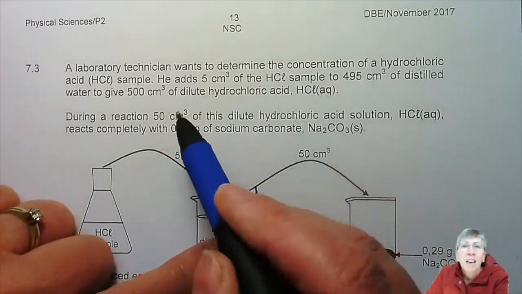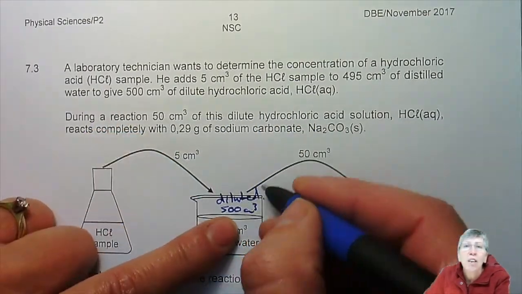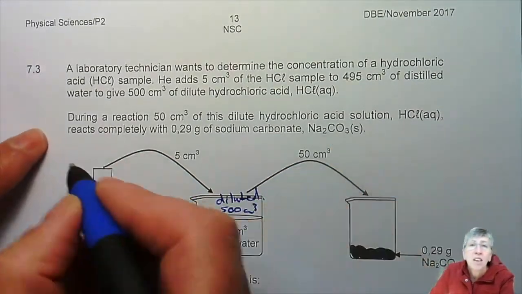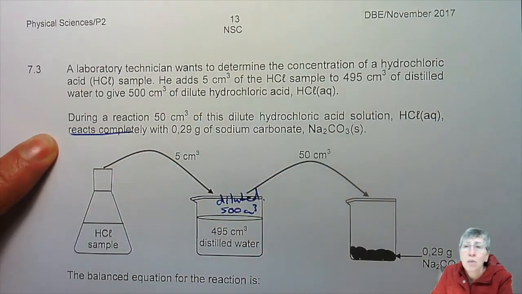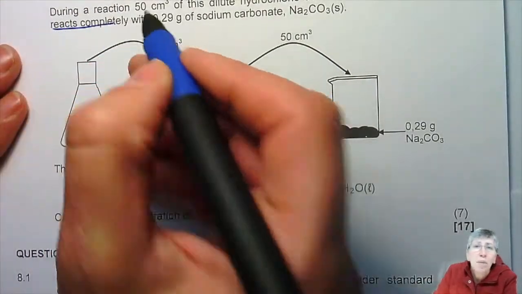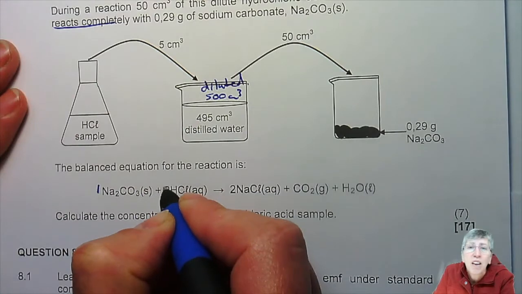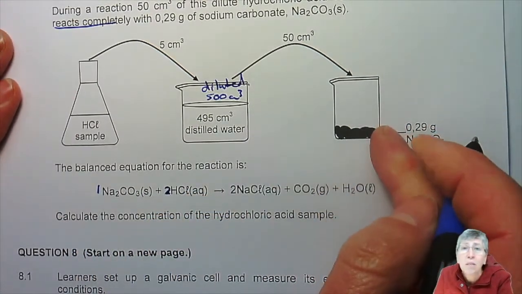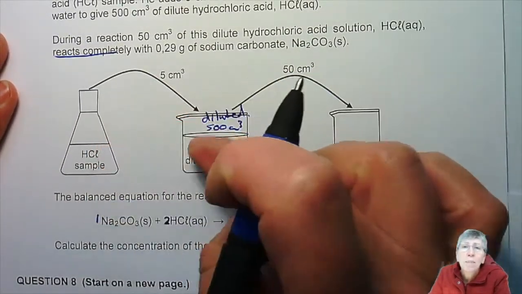And then to give 500 of diluted acid, and then during a reaction only 50 of that 500 is used, and that reacts completely with 0.29 grams of sodium carbonate. And they give us the reaction. Now, reacts completely tells me over here they are in the right ratio. They reacted in 1 to 2 in that beaker, right? So we can work easily with that, but then let's think about what's happening here.